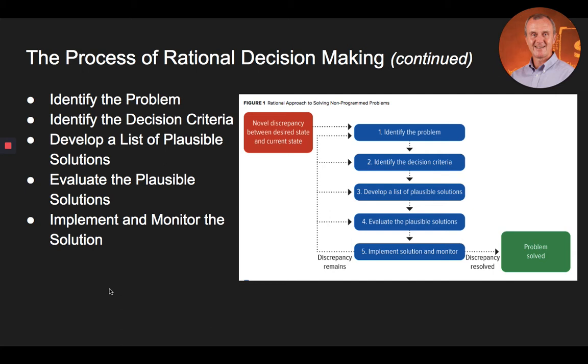Now, we'll talk about the 5 steps of the rational decision-making model. The first step is to identify the problem. The first step to solving a problem using the rational approach is to identify the problem to which the discrepancy can be attributed. Here, the decision maker needs to work through the various symptoms to get as close to the underlying cause as possible.